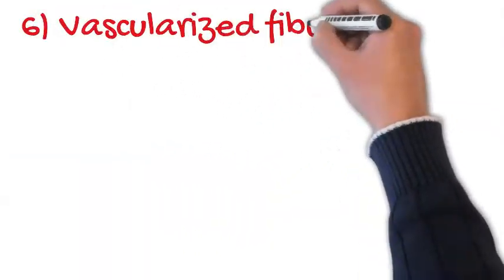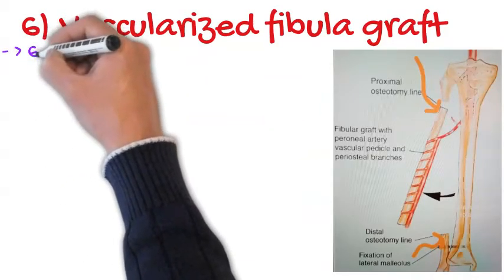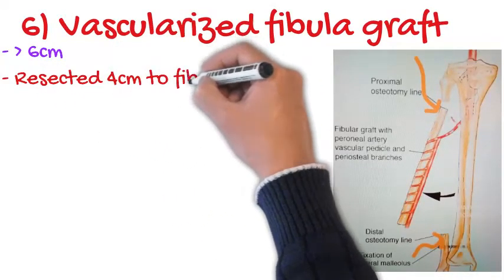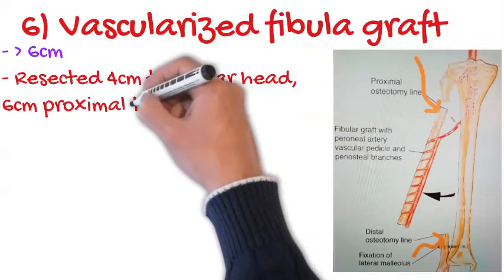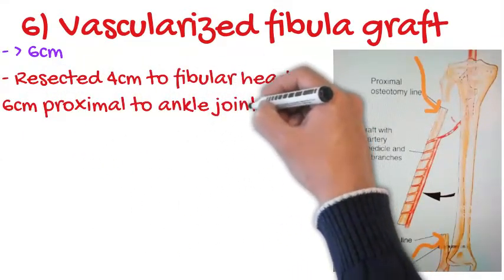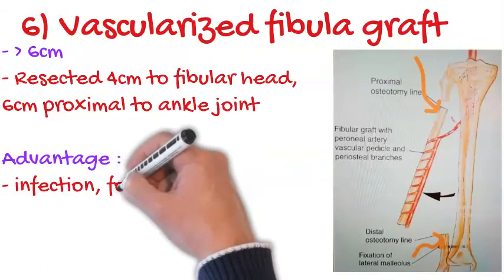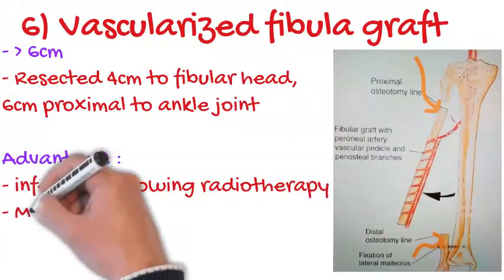And finally, 6. Vascularized fibula graft. It is effective in managing larger defects more than 6 cm. The fibula can be resected as close as 4 cm to the fibula head and up to 6 cm proximal to the ankle joint.